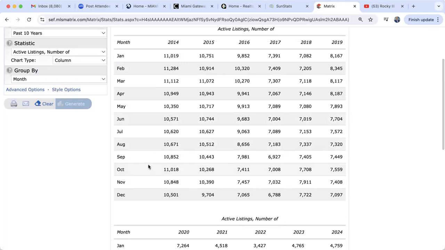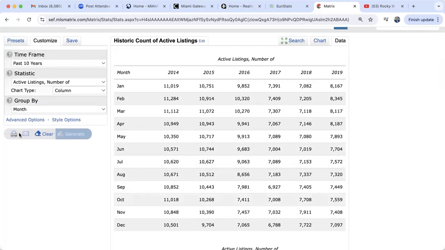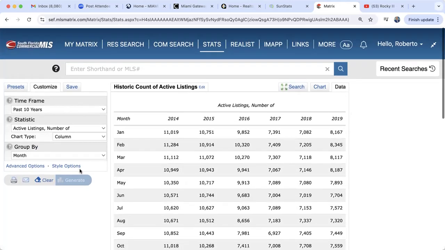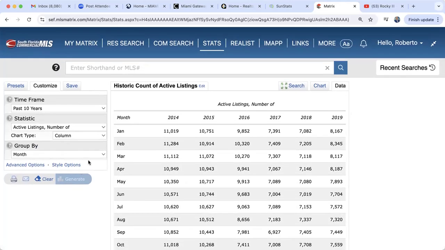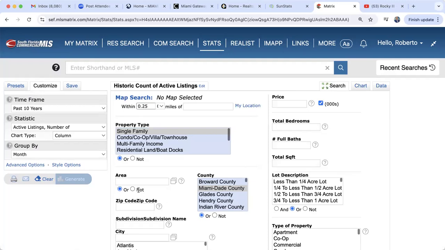You can print these reports on the left, or you can email them. You have printer, and then you also have email. So those are your active listings. If you want to go to a different county, or if you just wanted to do it by city, you can just click here where it says search and enter the city, the zip code, the mapping area, and see where your active listings are.